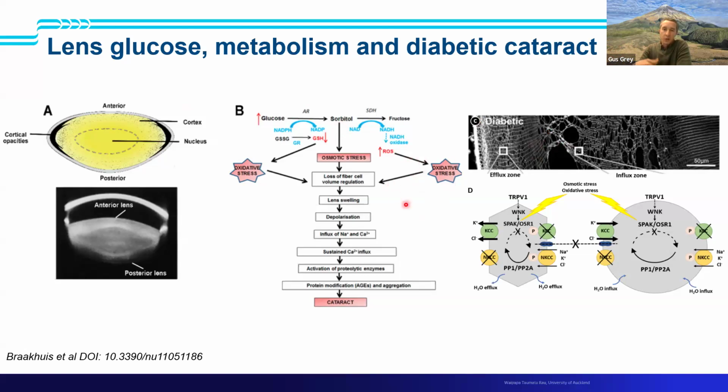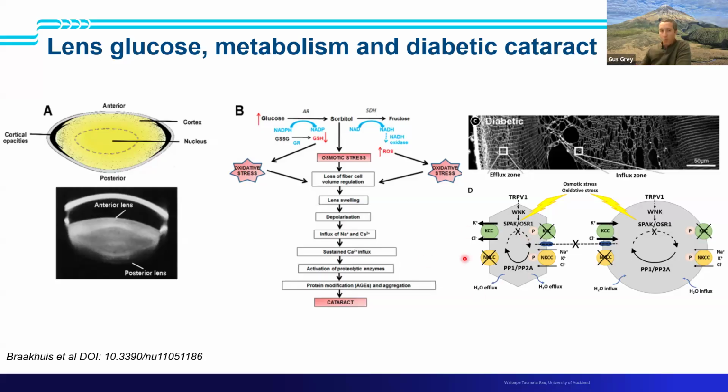Of course, mediating glucose uptake is solute carrier proteins. And in addition to the glucose transport, there's other solute carrier proteins that mediate the regulation of lens cell volume. So we have an interest in solute carrier proteins at the proteomics level.